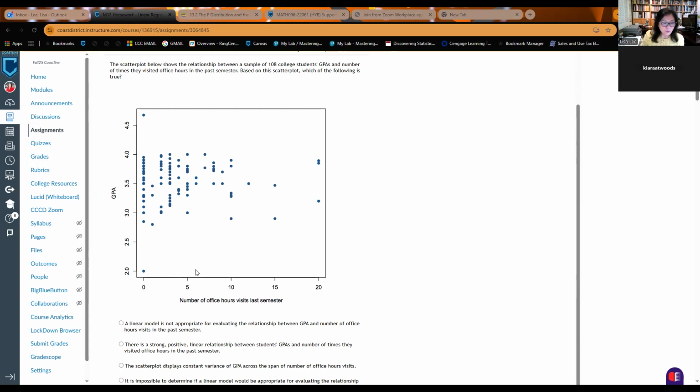Then look at the office hour visit 5 times. We have student GPA up to 4.0 here. And then let's look at the higher one, the one who visited the office hour 20 hours. The first point here is about a 3.2 GPA, and on the top here is about 3.7, 3.9 GPA.